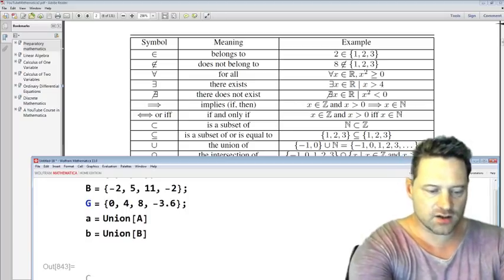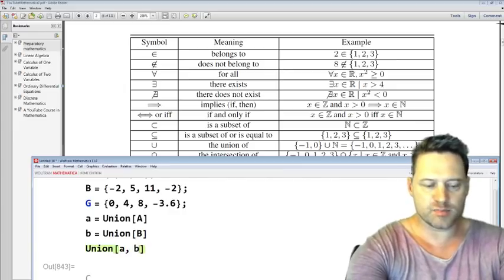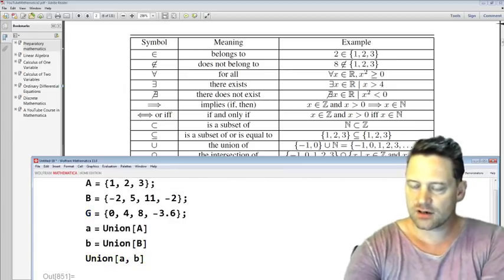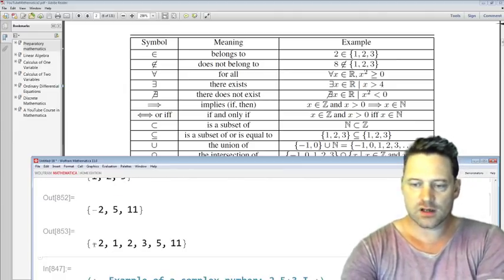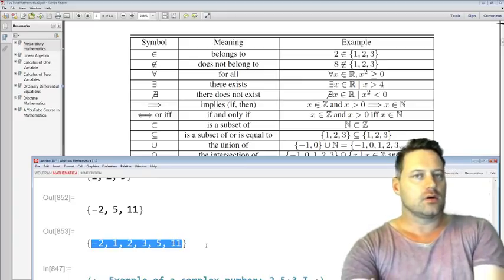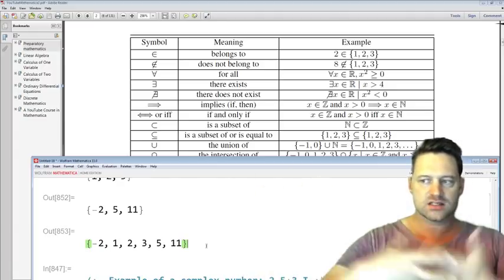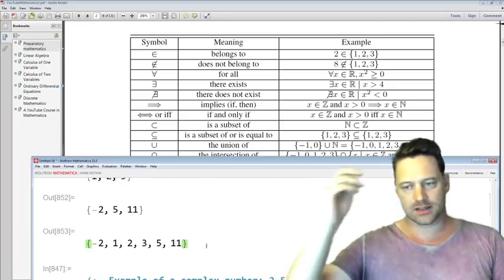All right, so I'll say union of A and B, shift enter, and we'll scroll down and see what we have. So this right here is the union of A and B. Okay, it's taken the elements of each, put them into one set, and thrown out the duplicates.